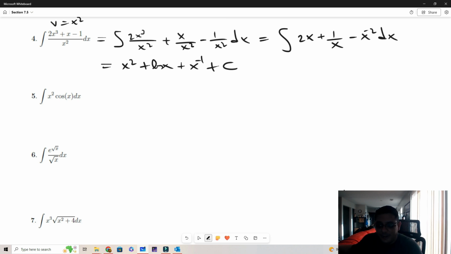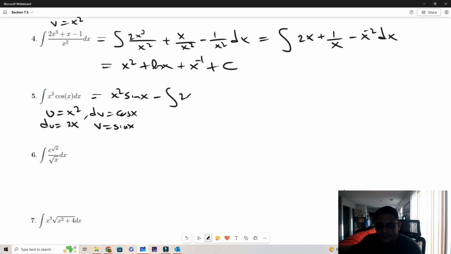So this is a parts. And so I'm going to do u equals x squared. The du is equal to 2x. The v is going to be cosine of x. And V is going to be the integral of cosine of x, which is sine of x. So this integral is u times V, so x squared sine of x minus the integral of V du, so 2x sine of x dx.